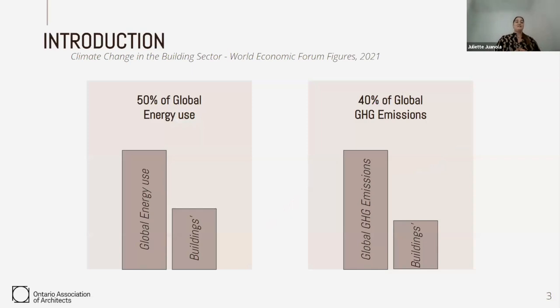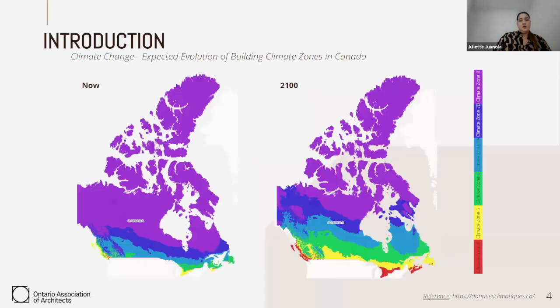Okay, so as you all know, climate change is a pressing issue that is affecting every sector. And here are two figures that come from the World Economic Forum. So the first one shows that half of the global energy use in 2021 was consumed by the building industry, and the same sector was responsible for about 40% of the global GHG emissions.